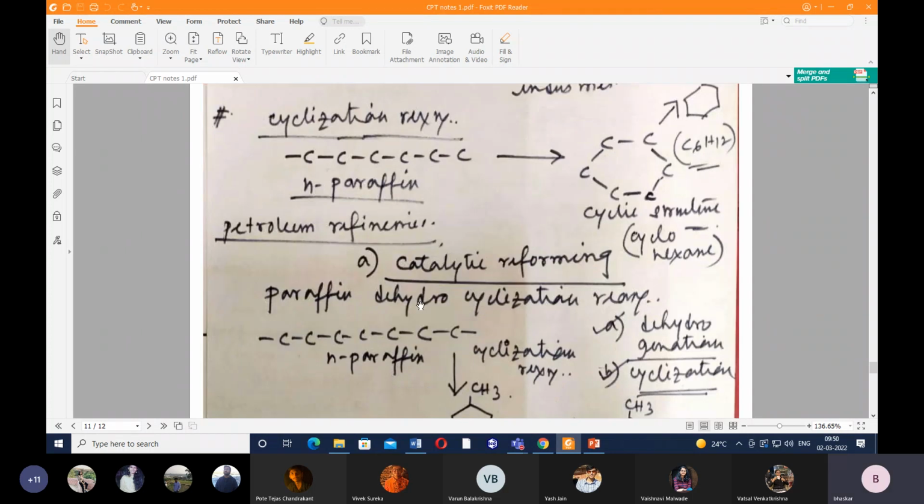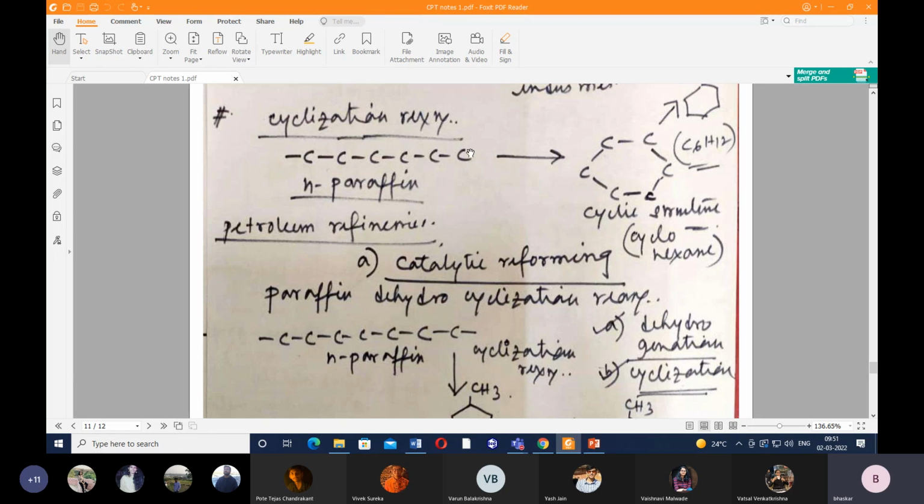So the next reaction is called the cyclization reaction. This is the last reaction I'll be teaching you today. We also make use of the cyclization reaction in petroleum refineries. Here we start with a normal paraffinic compound, as the name suggests, and we produce a cyclic compound starting from it.